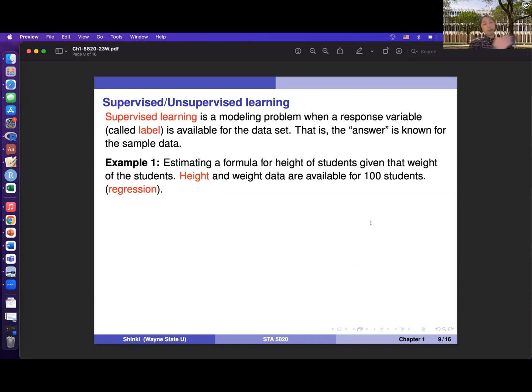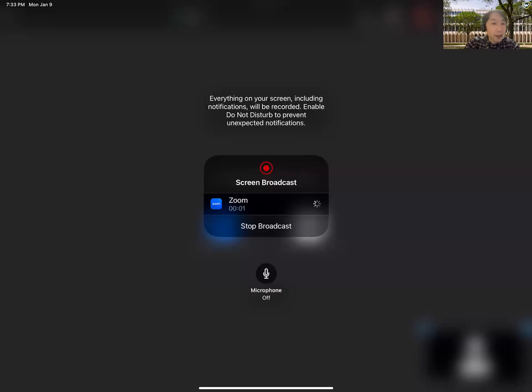Now we go to supervised and unsupervised learning, and I think I have to log into the session from another computer, and I have to write something. Do you have any questions so far? I want to share the screen from my iPad. I totally forgot that I have to use the iPad. Just one minute, I have to import.